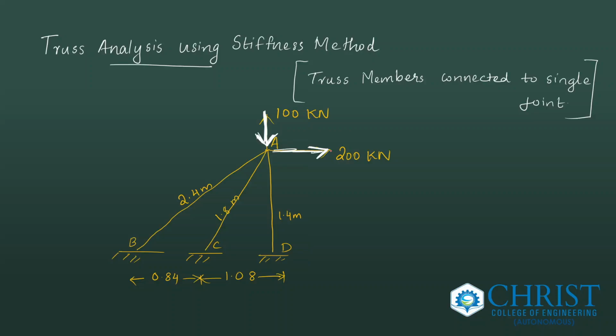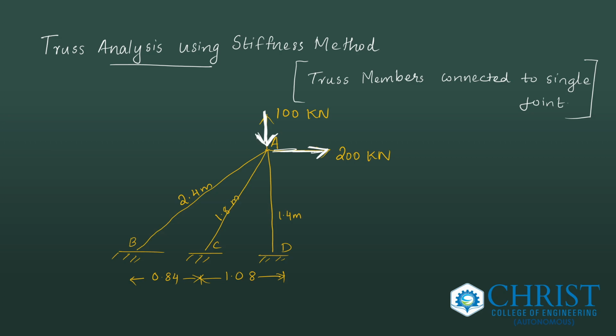So welcome to a new class on matrix method of analysis, fourth module of our structural analysis 2. Today we are going to discuss truss analysis using the stiffness matrix method. So consider this truss as shown in the figure. The truss elements AB, AC, AD are all connected to a single joint A.